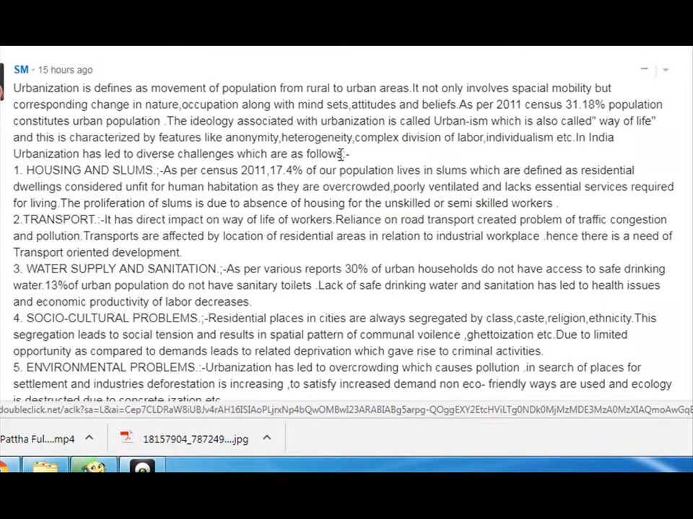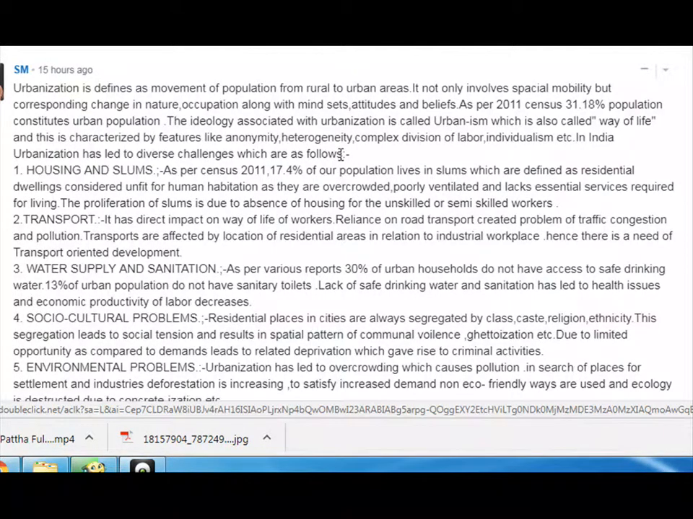In India, urbanization has led to diverse challenges which are as follows. 1. Housing and slums. As per census 2011, 17.4% of our population lives in slums, which are defined as residential dwellings considered unfit for human habitation as they are overcrowded, poorly ventilated, and lack essential services required for living. The proliferation of slums is due to the absence of housing for unskilled or semi-skilled workers.